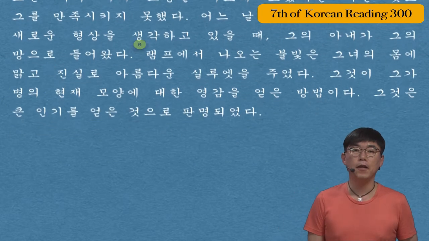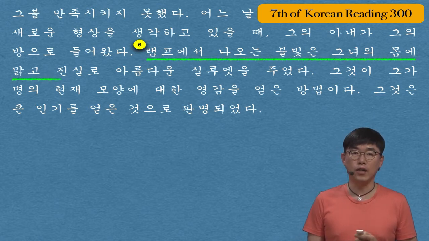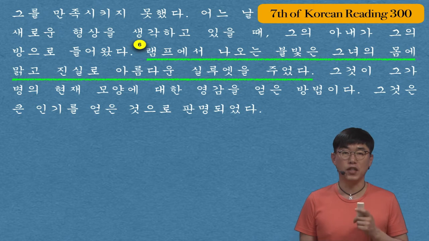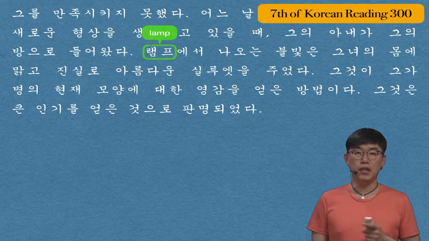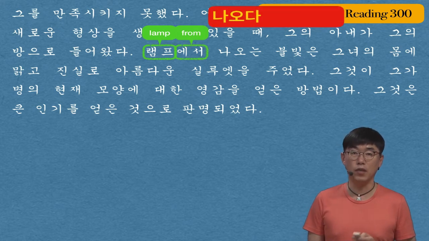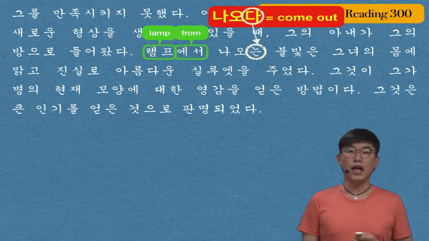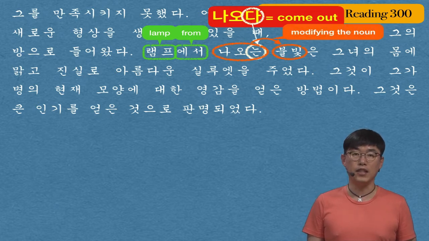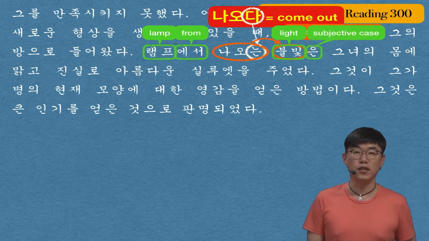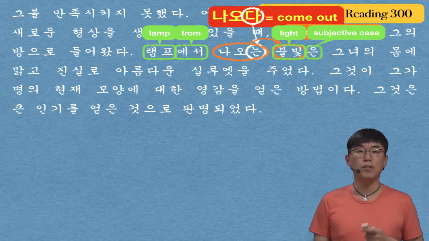The sixth sentence is 램프에서 나오는 불빛은 그녀의 몸에 맑고 진실로 아름다운 실루엣을 주었다. The light coming out from the lamp gave her body a silhouette that was clear and truly beautiful. Lamp is written as it sounds, and 에서 is a kind of a postposition which is the same as from in English. And 나오는 came from 나오다, which means to come out. And the letter 다 is replaced with 는 in order to modify the noun behind it, 불빛, which means the light. And as you can see, since 은 is the subjective case, 불빛 is the subject of this sentence. And 램프에서 나오는 is its modifier.